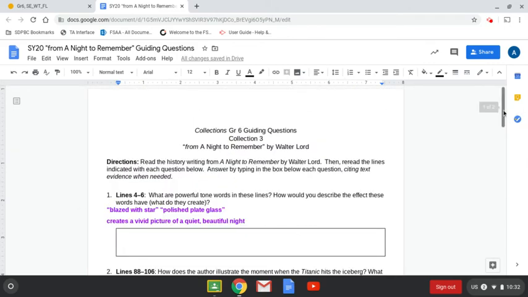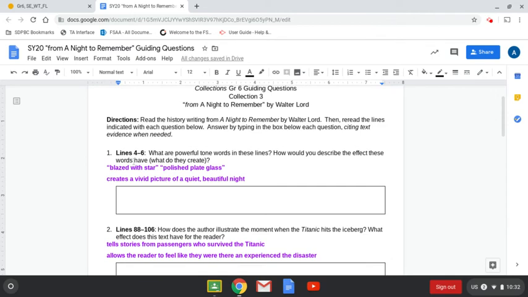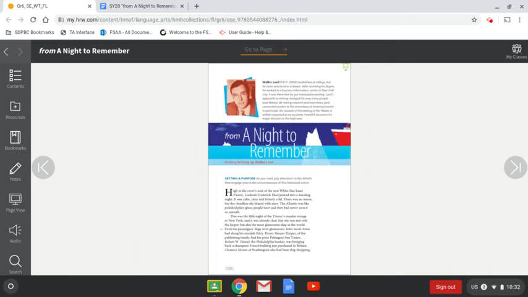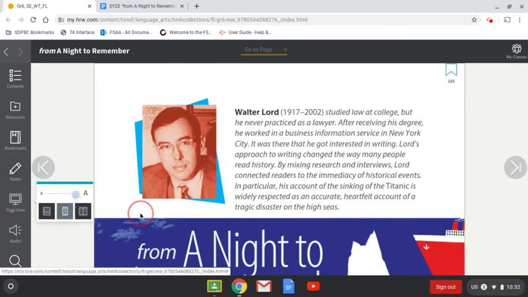So question number 1, it wants me to reread lines 4 through 6. So I'm going to go back to my textbook. I'm going to go back to page 185 because that's where our story began. And I'm going to look for lines 1 through 6. Now, I am super bummed I can't make this bigger. Let's see. Page view. There we go. Okay.